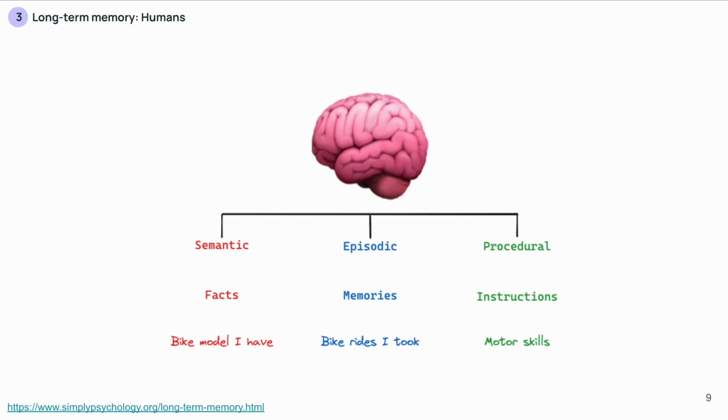When we talk about human long-term memory, there are three types: semantic, episodic, and procedural. Semantic memory is facts: what I learned in school, the bike model I have. Episodic memory is actual memories or experiences, like bike rides I took. Procedural memory is instructions, like the motor skills needed to ride a bike.